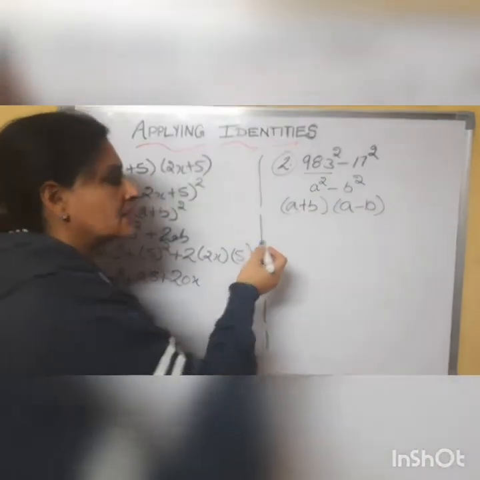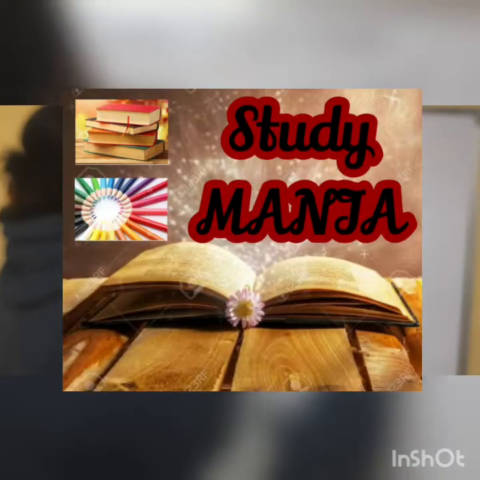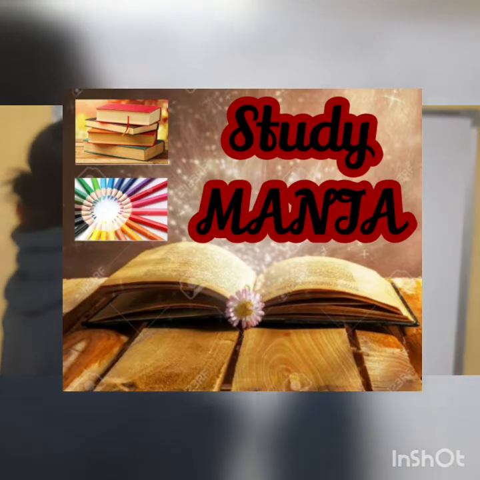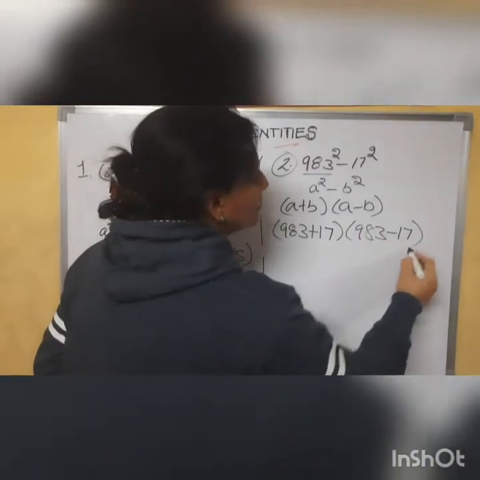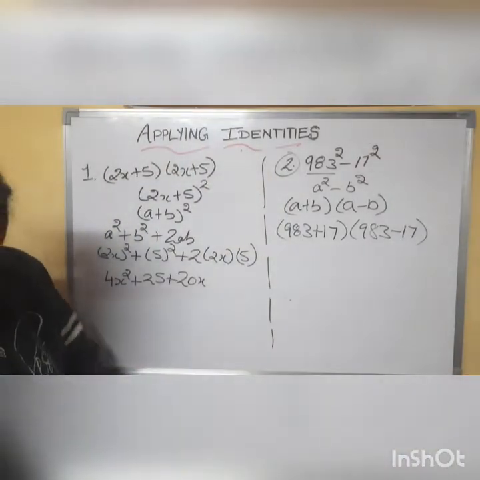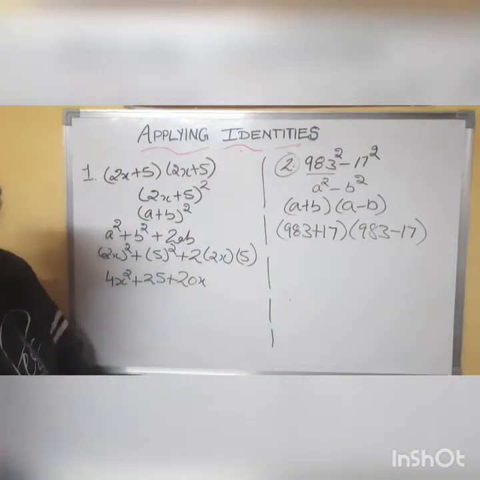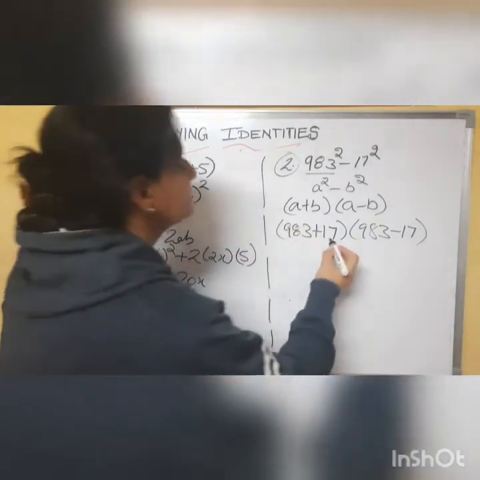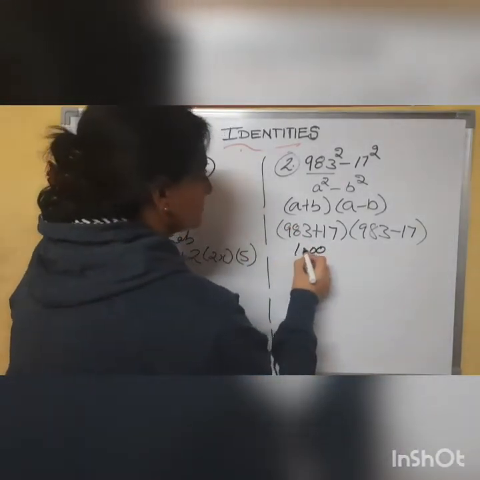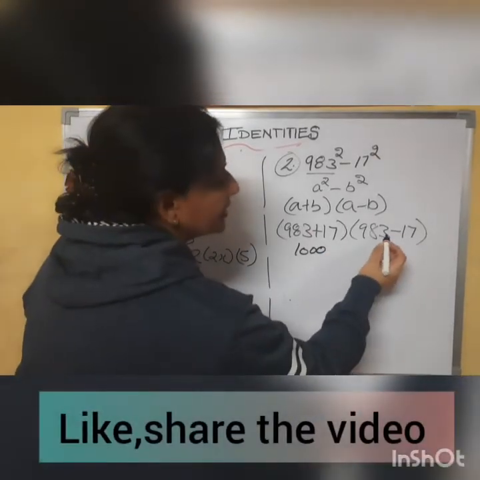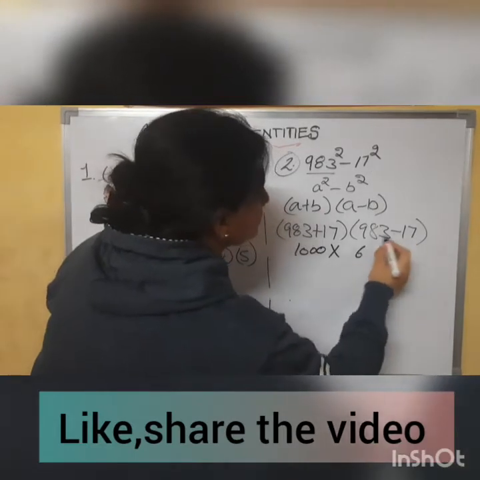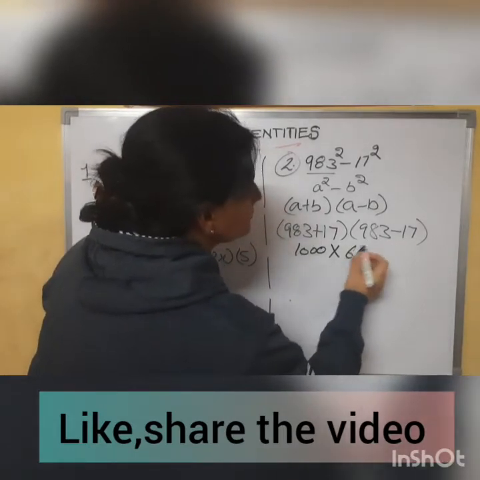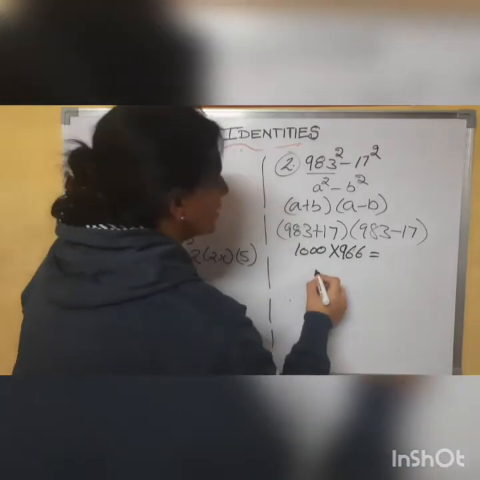Now how to solve this? Put the value of a, which is 983 in the given case, put the value of b, which is 17 in the given case, and we get 983 plus 17 and 983 minus 17. Now just by putting the values, we will get the solution to the problem. This is 1000. Now 983 minus 17, so what will we get? So here we have got the answer.